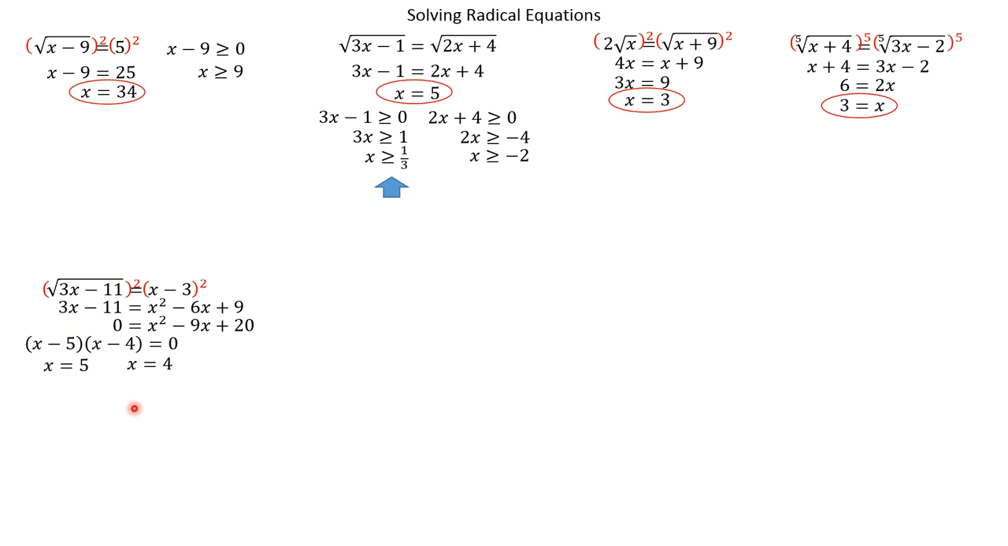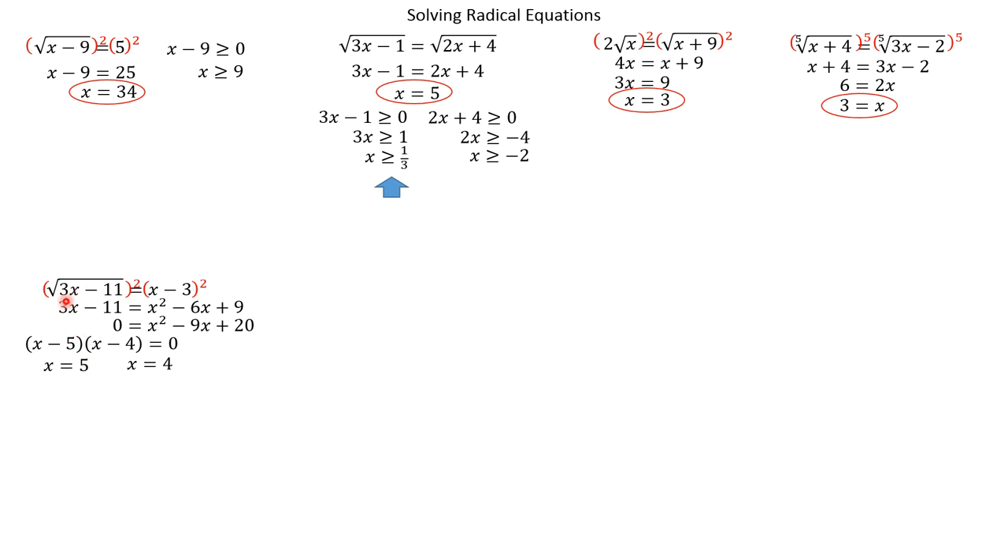So we can check this. And there's a couple ways of doing that. One is to go back to the domain. But the problem with that is that sometimes it'll work with the domain, but it won't work with the equation. So to check these, I would just plug it back in.